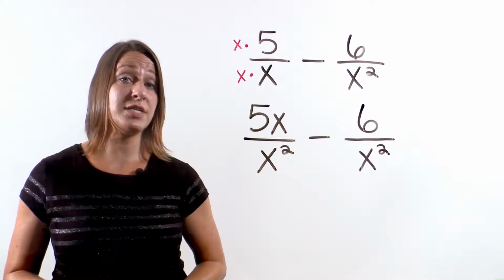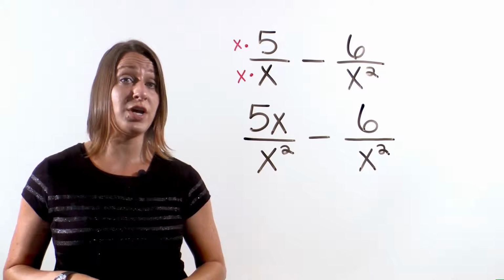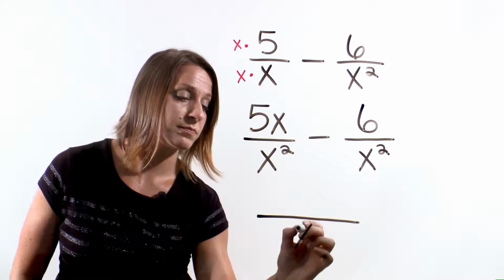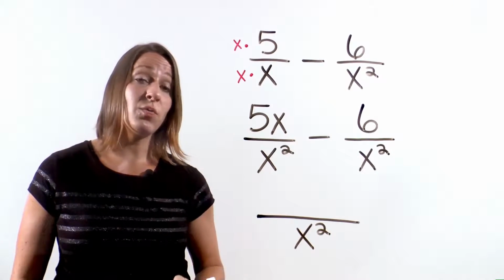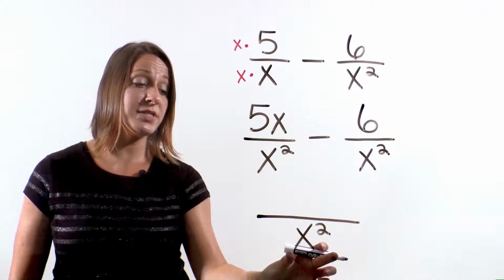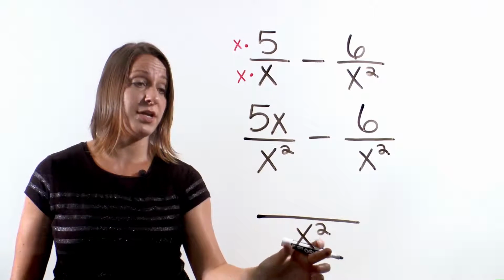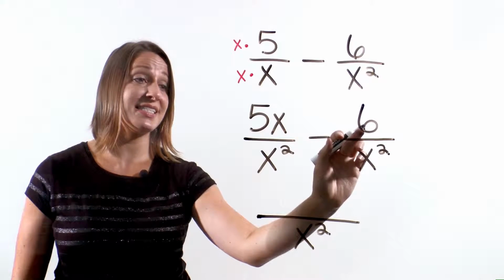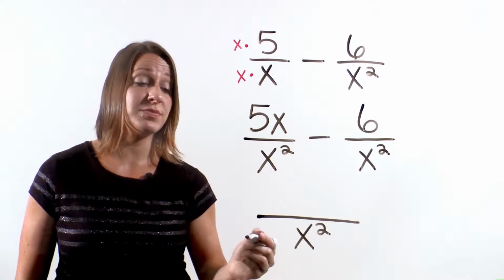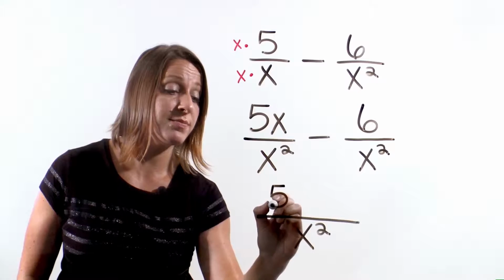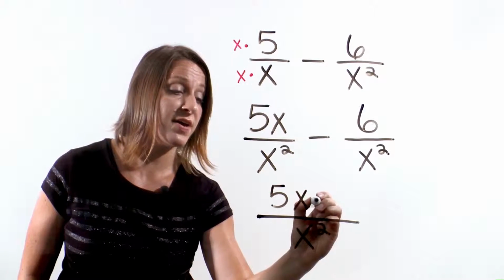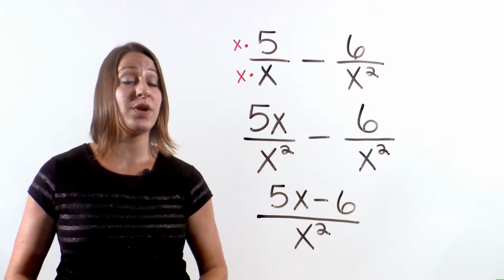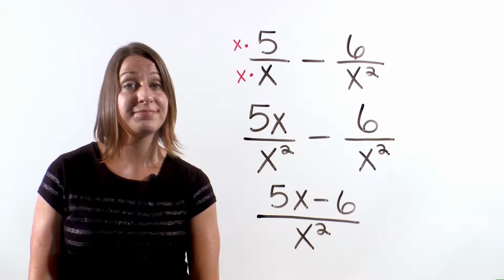Now that we have common denominators, we're ready to do this subtraction problem. We'll write one fraction bar, put our common denominator in the denominator. 5x, take away 6. Notice they're not common terms, and so all we can do is write them next to each other. 5x minus 6 over x squared is your final answer.